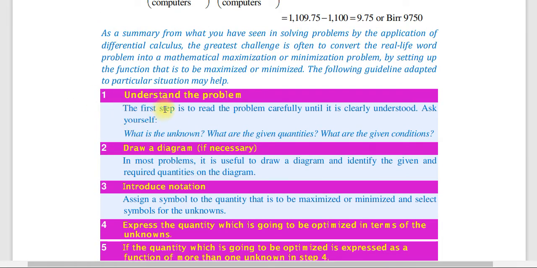The first step: understand the problem. So the first step is to read the problem carefully until it is clearly understood. Ask yourself, what is unknown? What are the given quantities? What are the given conditions?